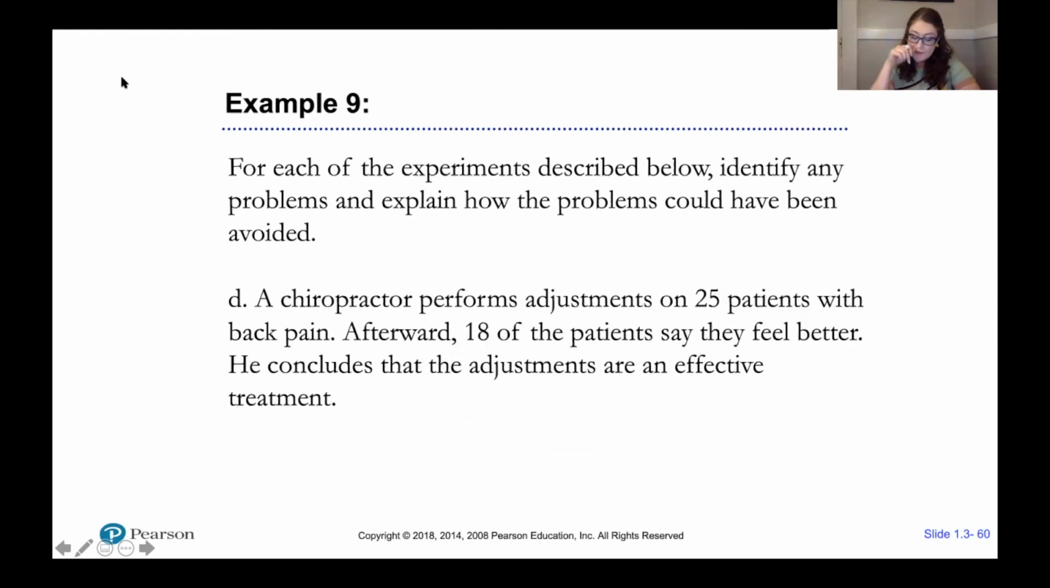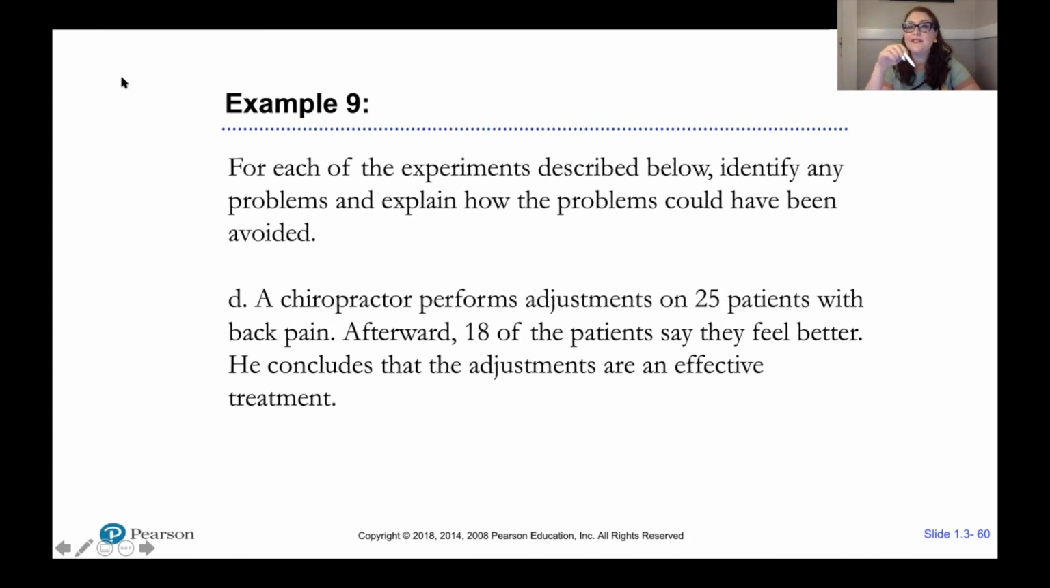A chiropractor performs adjustments on 25 patients with back pain. Afterwards, 18 of the patients say they feel better. He concludes that the adjustments are an effective treatment. Okay, so I have lots of opinions of chiropractors, but we'll carry on.